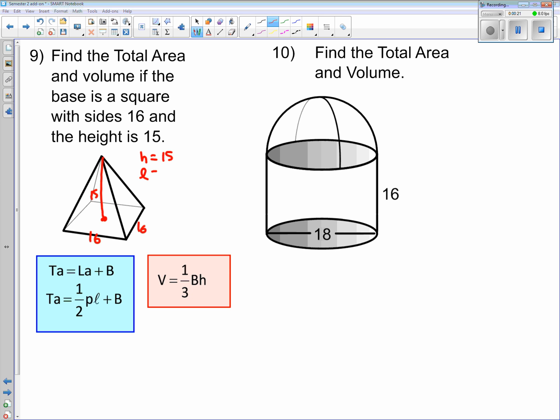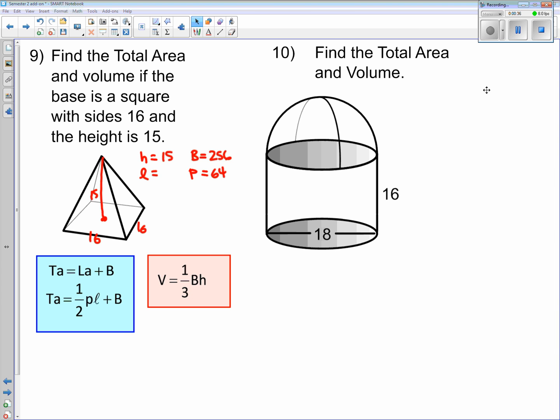I'm going to need the slant height, which I don't know yet. I need the area of the base, which is just a square that goes 16 by 16, so that's going to be 256. And the perimeter of the base, which is a square with four sides that are 16, so that's going to be 64.